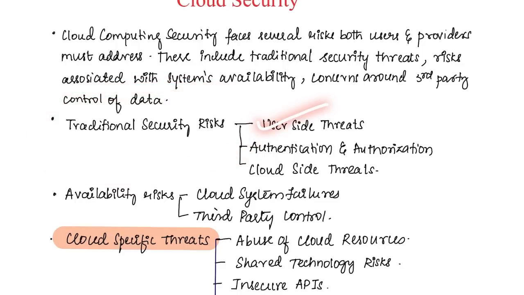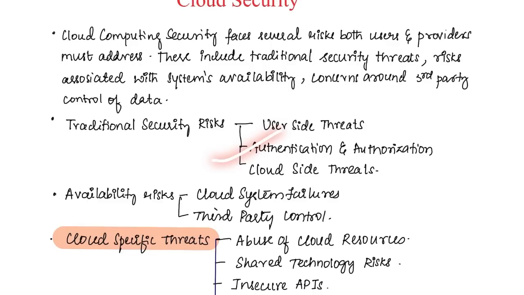The first one is user side threats. Users must secure their devices firstly. They must secure their infrastructure and their hardware. It is very difficult to secure your hardware and your devices, and it becomes challenging when there are a few components which are not in our control. So thereby it is a risk.